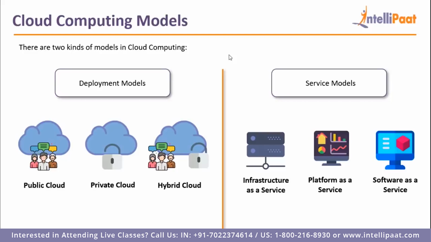So one is about putting your application out there. If you're putting your application out there, you have 3 options: public cloud, private cloud, or hybrid cloud. If you're using a service from cloud, you again have 3 options: infrastructure as a service, platform as a service, and software as a service. Let's understand all these things one by one. Don't get carried away with all the big words used here.